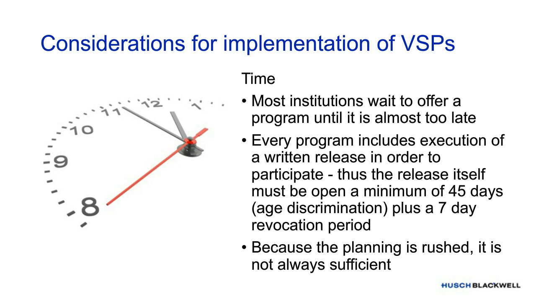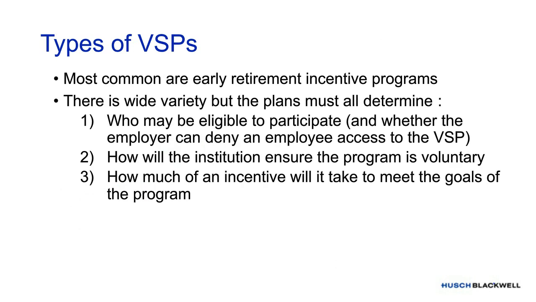So what types of voluntary separation programs exist? The most common types that I have seen are voluntary early retirement incentive programs. Ultimately, these programs are exactly what they sound like. And one of the common questions that we get is, well, is it okay because we're talking about retirement and sometimes the eligibility criteria is attached to age.